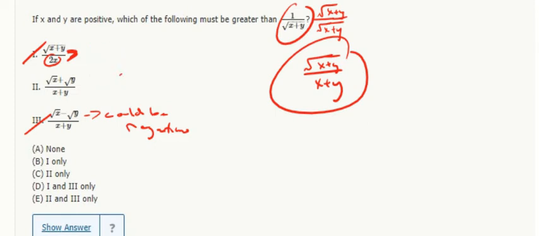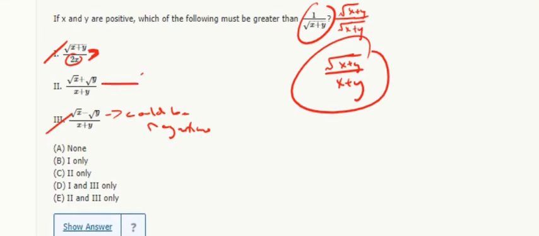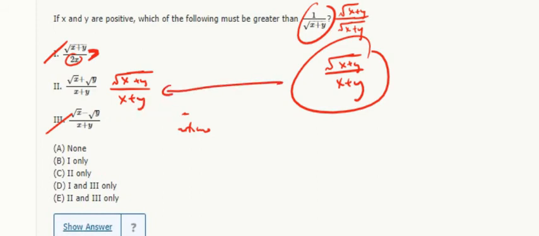Now with number 2, it's again very similar, because the denominator is the same. Let's compare root x plus root y over root x plus y. Yeah, that's what we have here. Well, the denominator is the same. What about the numerator?